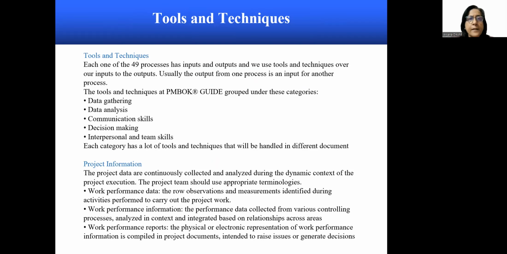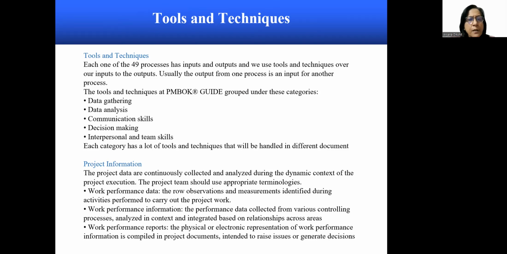Now let's look at tools and techniques. Each one of the 49 processes has inputs and outputs, and we use the tools and techniques to turn our inputs into the outputs. Usually the output from one process is an input to another process. The tools and techniques in the PMBOK guide are grouped under 5 categories: data gathering, data analysis, communication skills, decision making, and interpersonal and team skills. Each category has a lot of tools and techniques which are detailed in a different document.